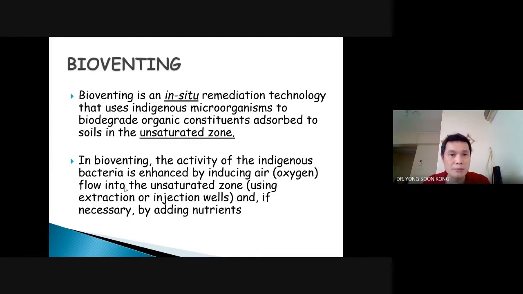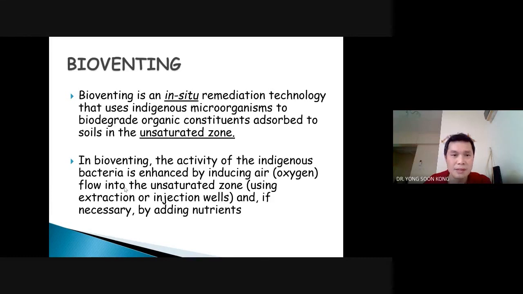Okay, so I'm going to start with bioventing. Now the name itself tells you that air is involved, because venting means you're releasing some air from high pressure. Bioventing means it's a technique that uses microorganisms, and they use primarily air.